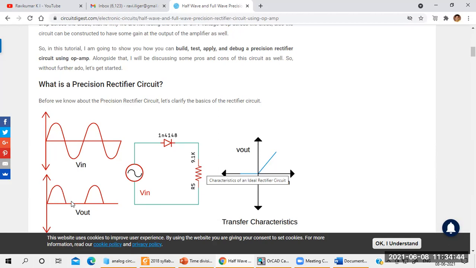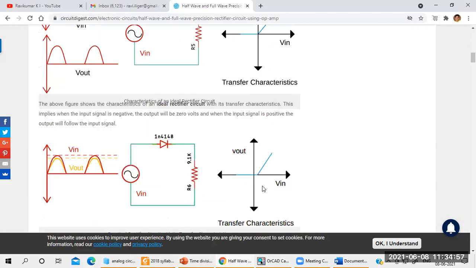Then what is the output here? The complete positive cycle. There is no negative cycle, because this is negative clipping. So we are getting the positive cycle. This is the transfer characteristic. Understood?